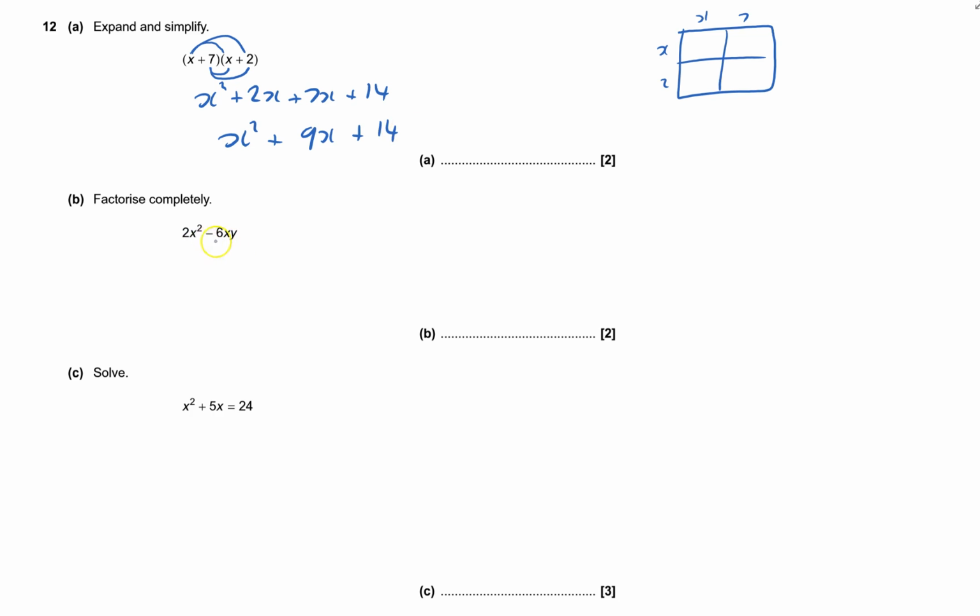And here I've got to factorise this completely. And so what goes into both of these? Well, 2 goes into both of them. So I take out a 2 and an x goes in there as well. So 2x times x gives me 2x squared.